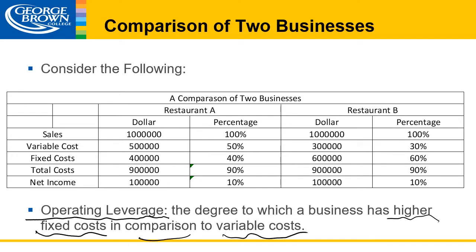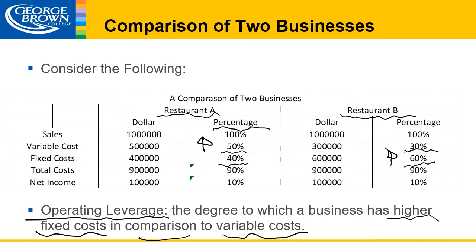If we're looking at the table here, we've got two businesses, restaurant A and restaurant B. If we look at the percentages, we can see that restaurant A has variable costs of 50% of sales, where their fixed costs are 40%. So in this case, their variable costs are higher in proportion than fixed. On the other hand, restaurant B has a 30% variable cost and 60% fixed costs. So the fixed costs are higher.